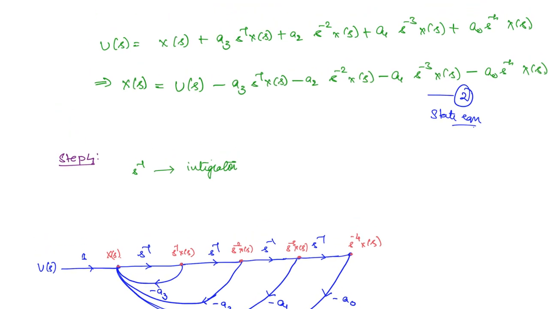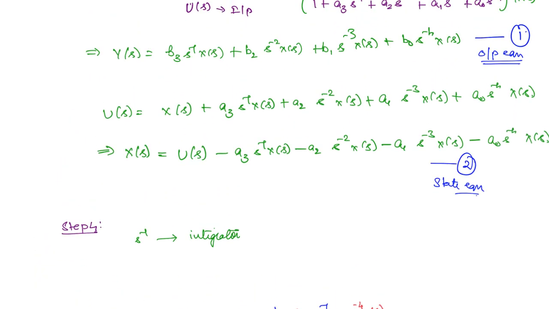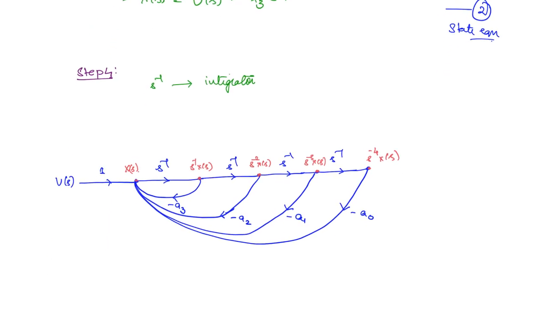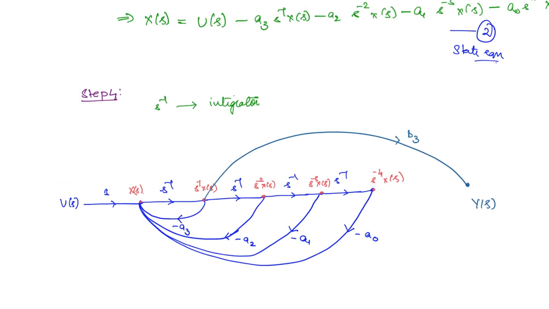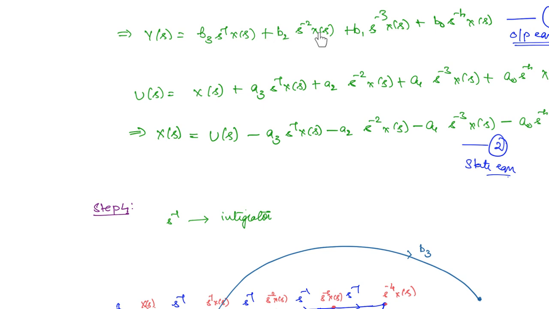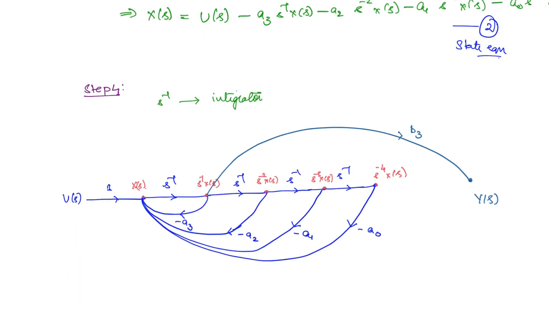The output equation. In the output equation, similarly, you have y of s equal to all of these terms. From s to the power minus 1 x of s, the gain is b3. So where is s to the power minus 1 x of s? Here you have it, so the output you can draw somewhere here, y of s. From s to the power minus 1 x of s, you have a gain b3. Then next, from s to the power minus 2 x of s, you have b2. Similarly, from s to the power minus 3, you have b1, and s to the power minus 4, you have b0. So you can draw here from s to the power minus 2, the gain is b2. From here, the gain is b1, and finally from here, the gain is b0. So this is how you can obtain the state diagram.